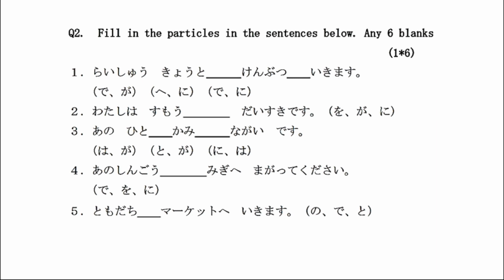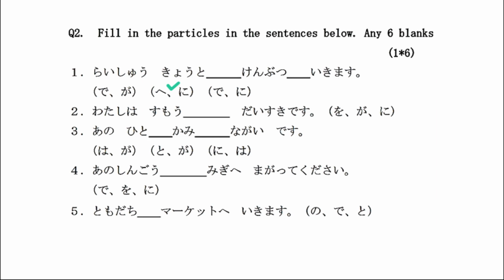The particle e shows the direction, so it will be Raishu Kyoto e. And since the particle ni shows the purpose, the second part will be Kembutsu ni ikimasu. So the correct option here will be the second option, which has the particles e and ni. And the sentence will become Raishu Kyoto e Kembutsu ni ikimasu.